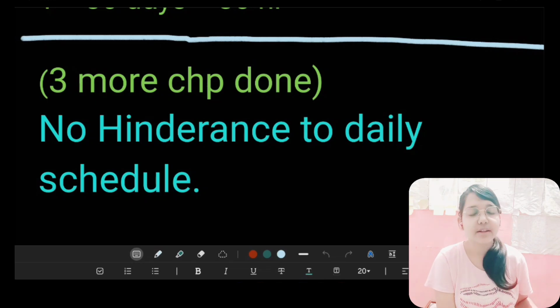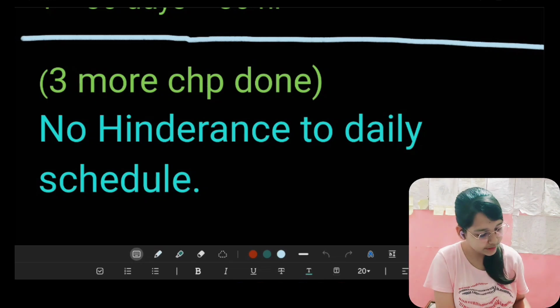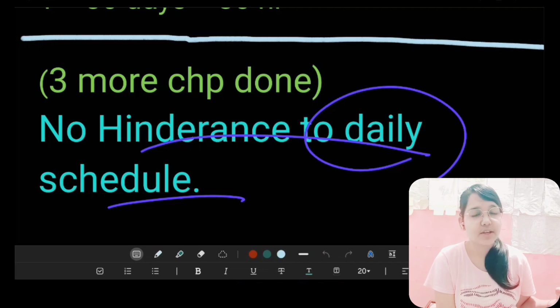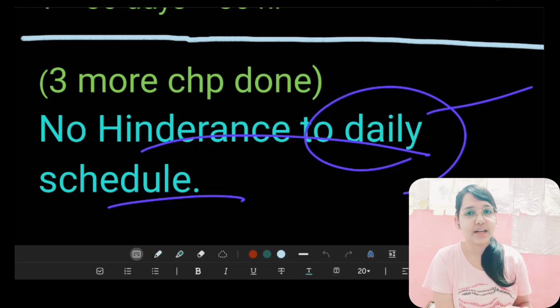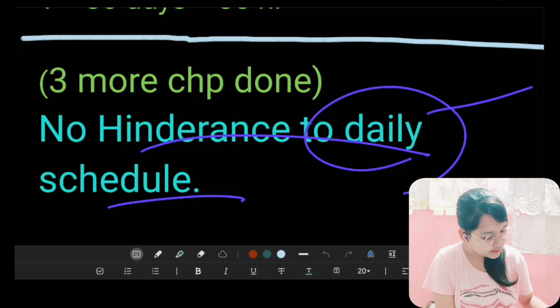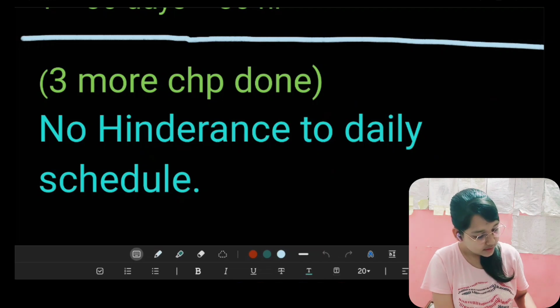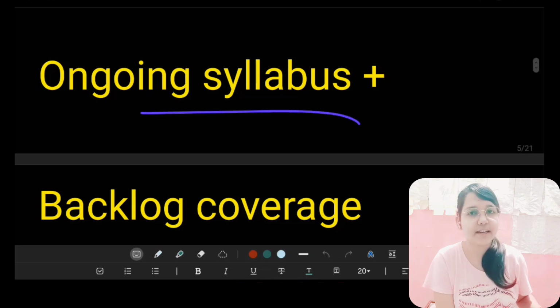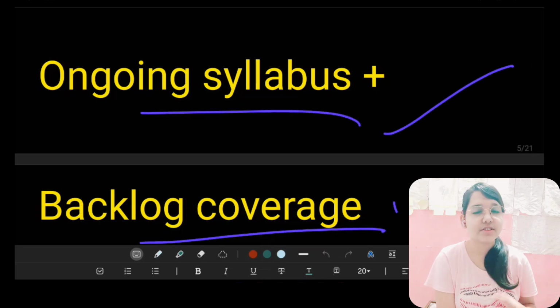And this is without any hindrance to your daily schedule. Your daily schedule will not get impacted at all. You can finish and study your ongoing syllabus without worrying about your backlogs. The ongoing syllabus can be completed and your backlog coverage will also be done by using this plan. This was my plan which I followed and it worked out really well for me. I suggest that you all also try this, and do let me know if this plan works for you.